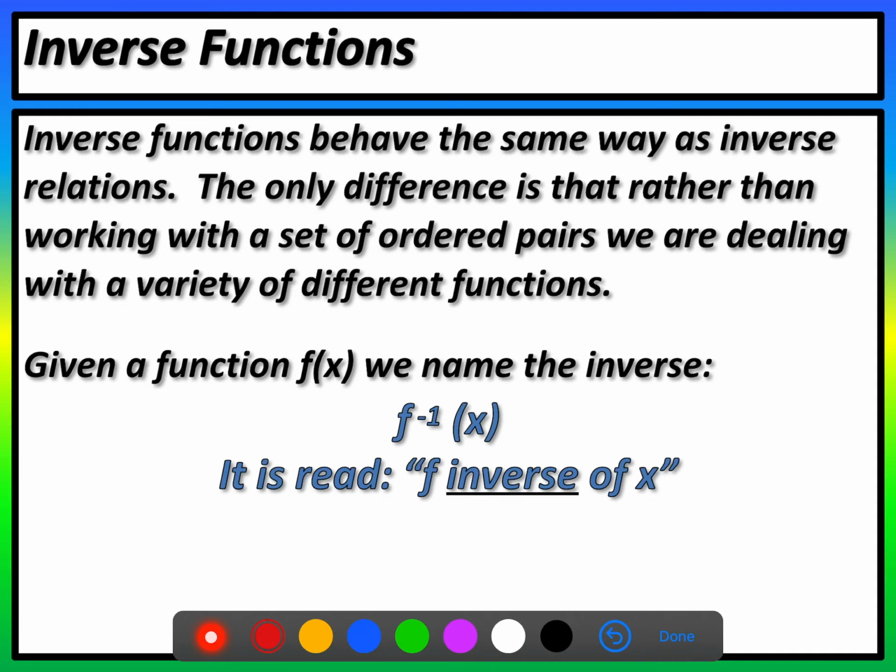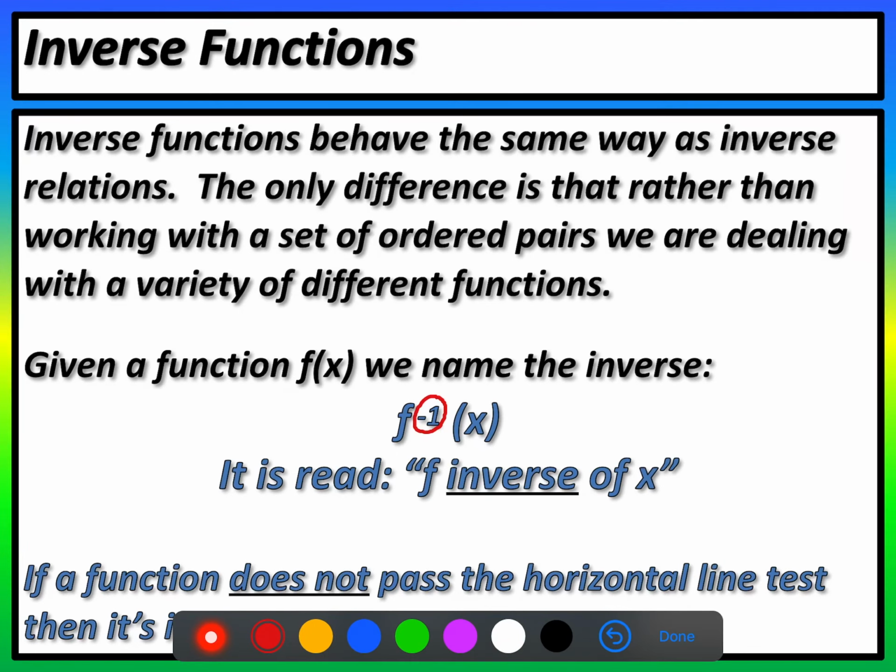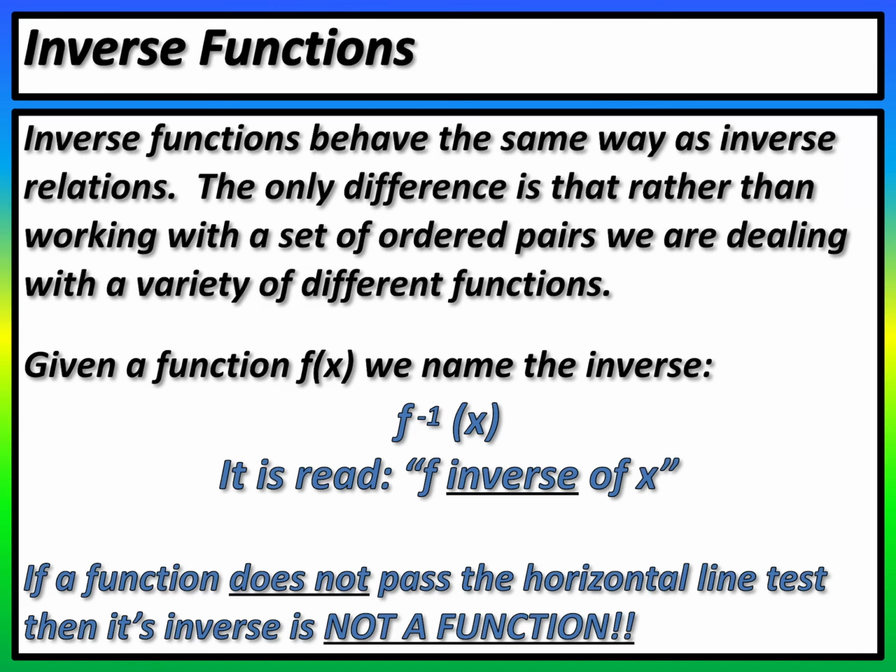The notation is very similar to function notation. If we use f of x for an original function, we use f inverse. The inverse is denoted by this little -1 exponent, but it's read as f inverse of x. This is what I was talking about before with the vertical line test and being able to determine if something is a function and one-to-one.